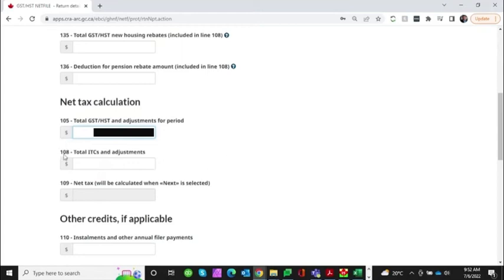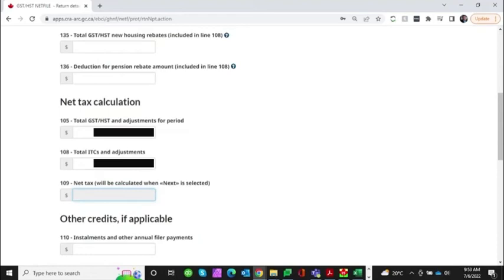Now the line 108 is total ITCs and adjustments. So total ITCs, ITC stands for input tax credits, as I explained earlier. So this is the tax credits that you are going to be claiming on your inputs, like the expenses that you paid for and on which you paid the HST. So you're going to be able to claim that HST on those expenses here. So you're going to write those here. Okay, for this guy, this is 983 and 33 cents.